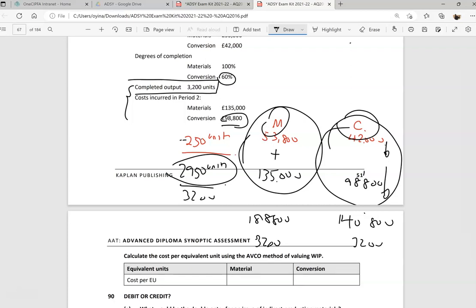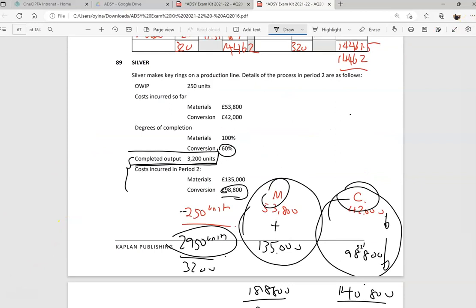And so I can find what the equivalent is per unit by just dividing, because I'm basically saying I've made 3,200. These completed outputs will include, of course, the opening work in progress. I just made some more. These were work in progress, and now I've completed these units. So the completed output includes these 250 units. That's the way to think about this.